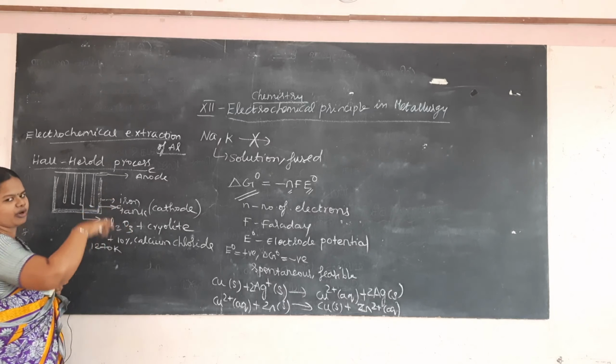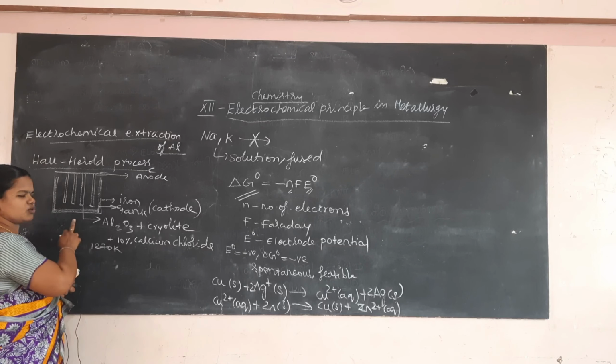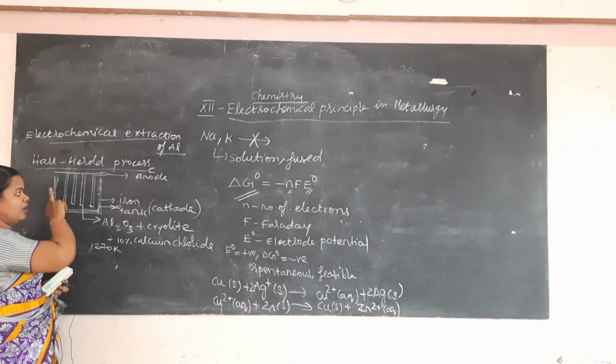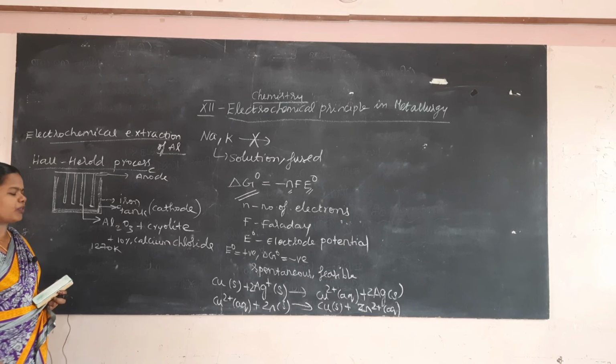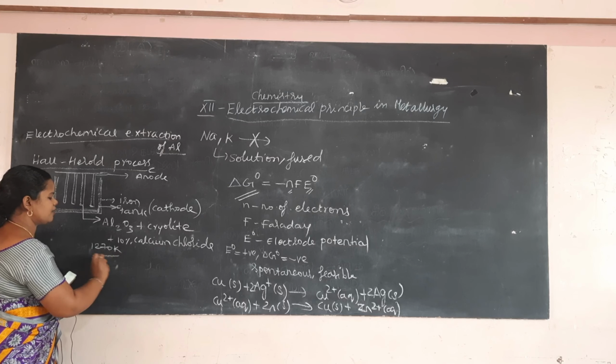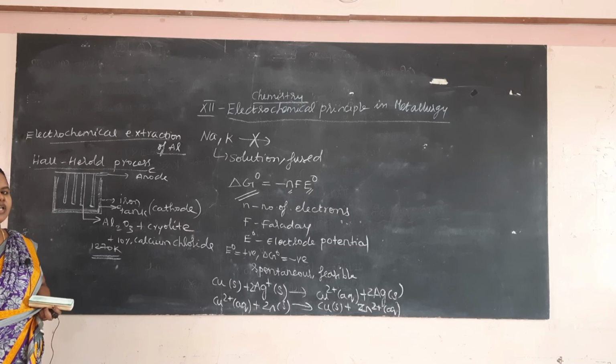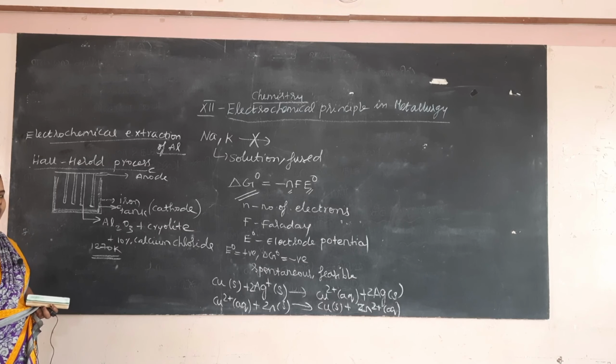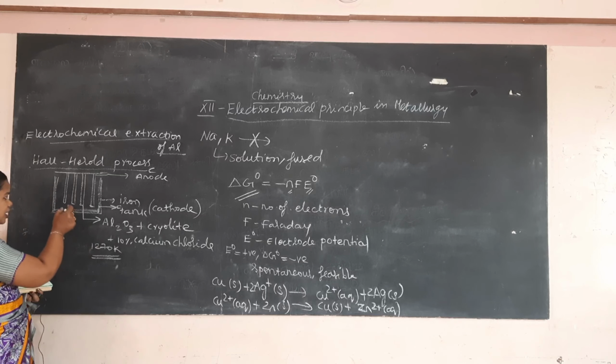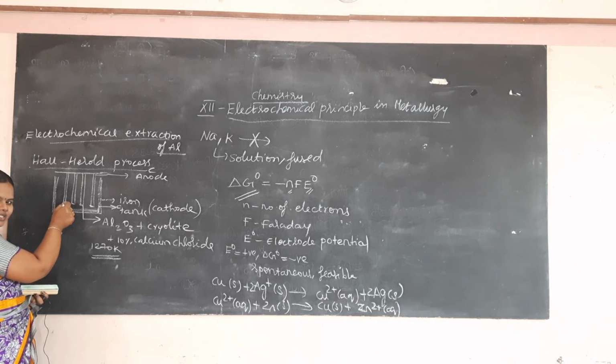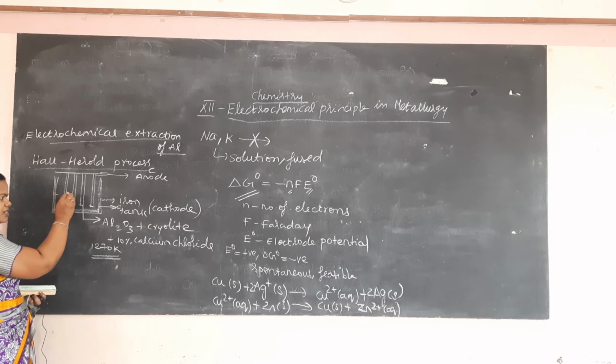These are all very, very important, so I am writing them. There is no diagram in the book, but I am using a diagram to explain. So the temperature we are maintaining is 1270 Kelvin. At 1270 Kelvin, what happened? Here the impure metal present in the anode will pass into the solution.